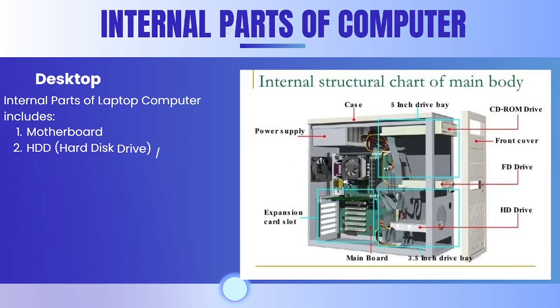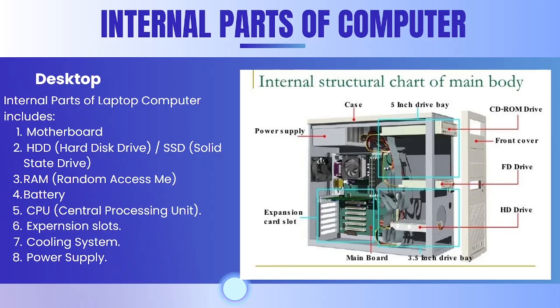The following are internal parts of desktop computers. We have motherboard, HDD or hard disk drive or SSD solid state drive, RAM or random access memory, CPU or central processing unit, expansion slot, cooling fan, power supply, and many others.